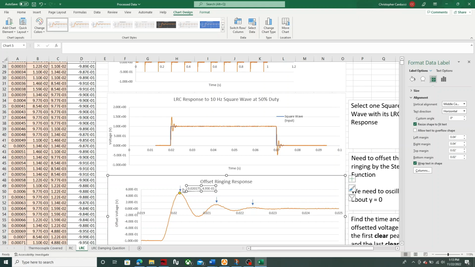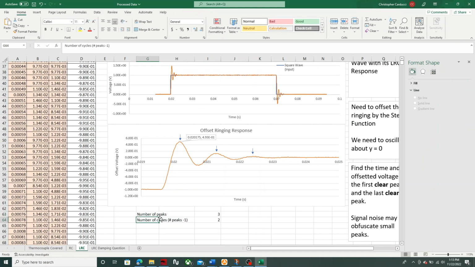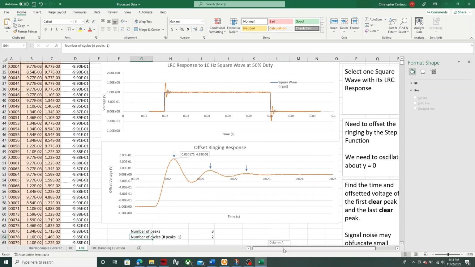You should draw arrows. You should tell me which data points you are using for your analysis. By the way, since I'm only analyzing 3 peaks, my number of peaks is 3. The number of cycles is the number of peaks minus 1, right? So in this case, I just have 2. So I have these 2 values: the voltages and the times at which they occur.